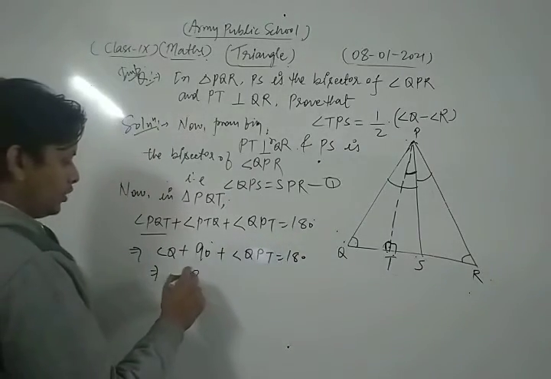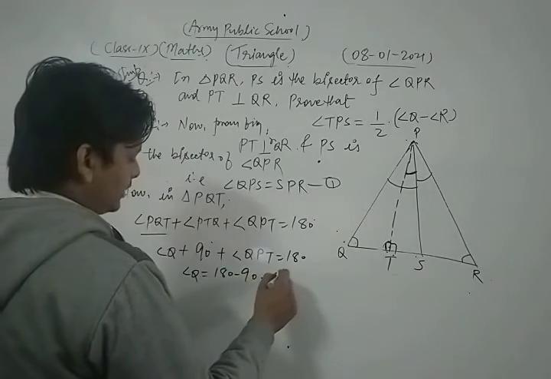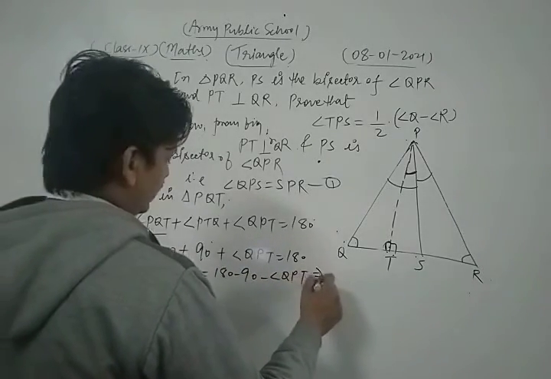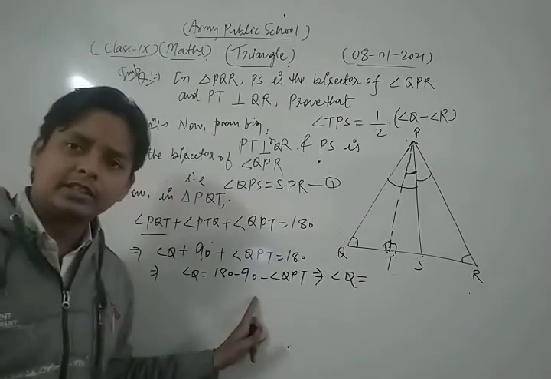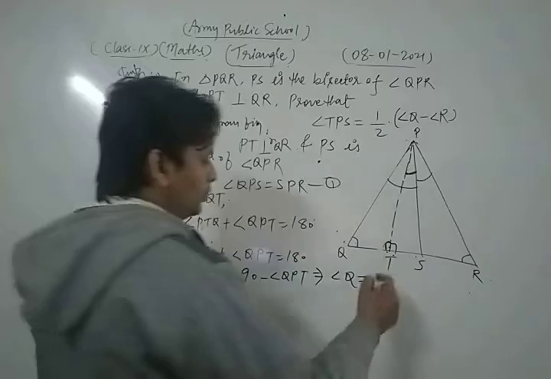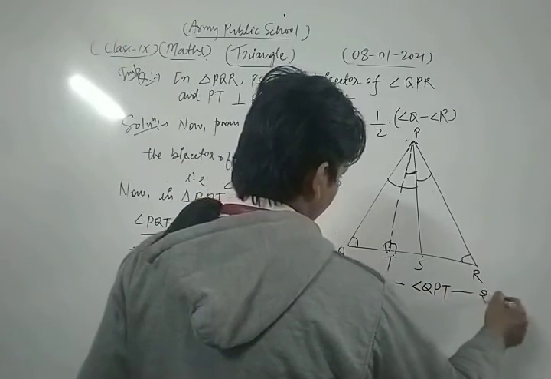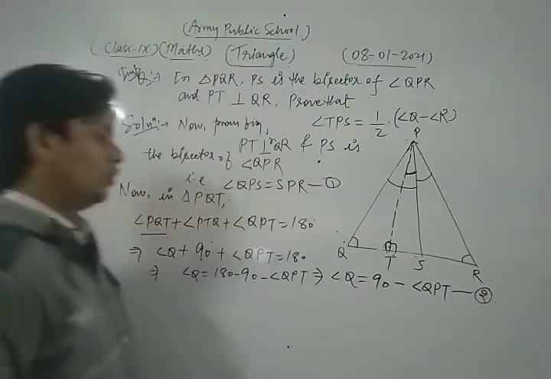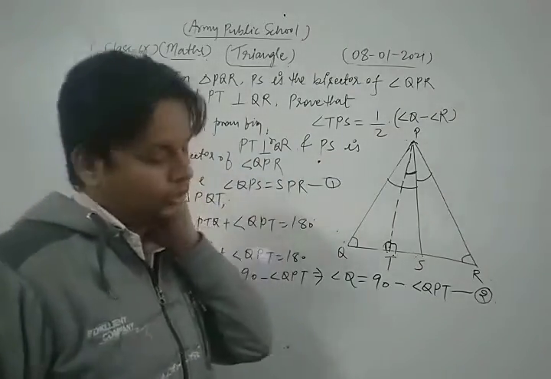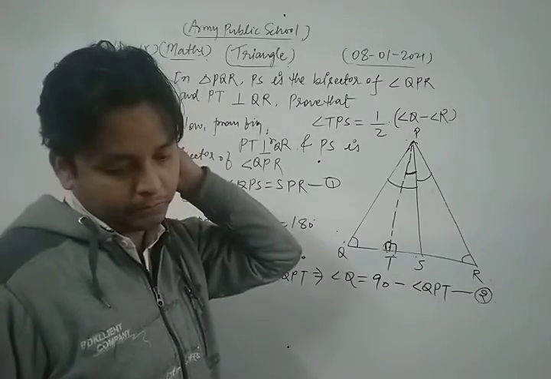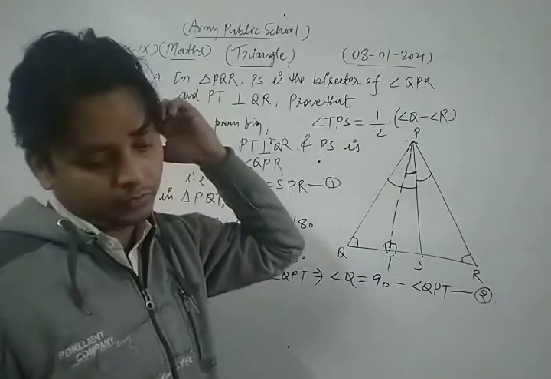That is, angle Q is equal to 180 minus 90 minus angle QPT. 180 minus 90 degrees is 90 degrees. So here we get angle Q equal to 90 degrees minus angle QPT. Take equation number 2. Thus, dear students, in this way we find angle Q as 90 degrees minus angle QPT. We take equation number 2.